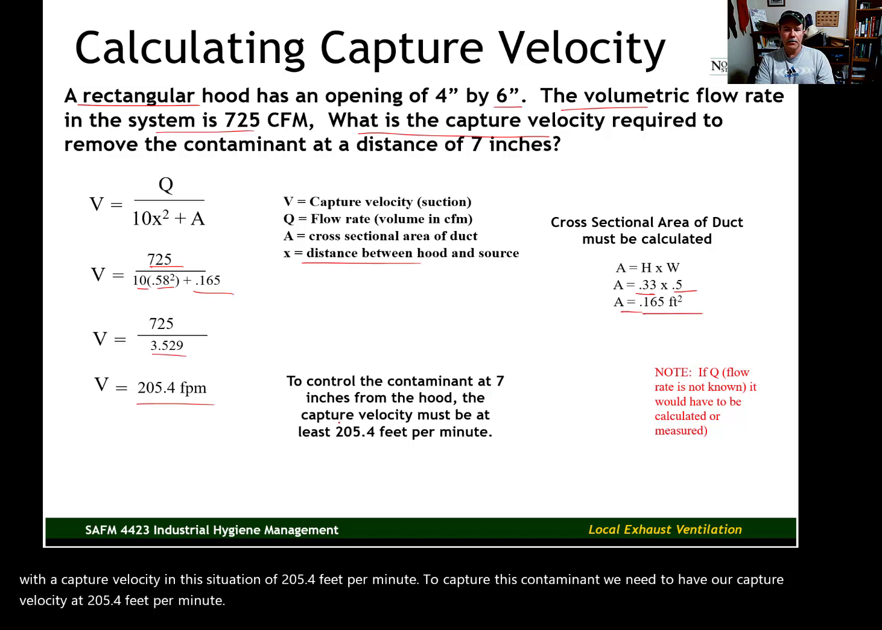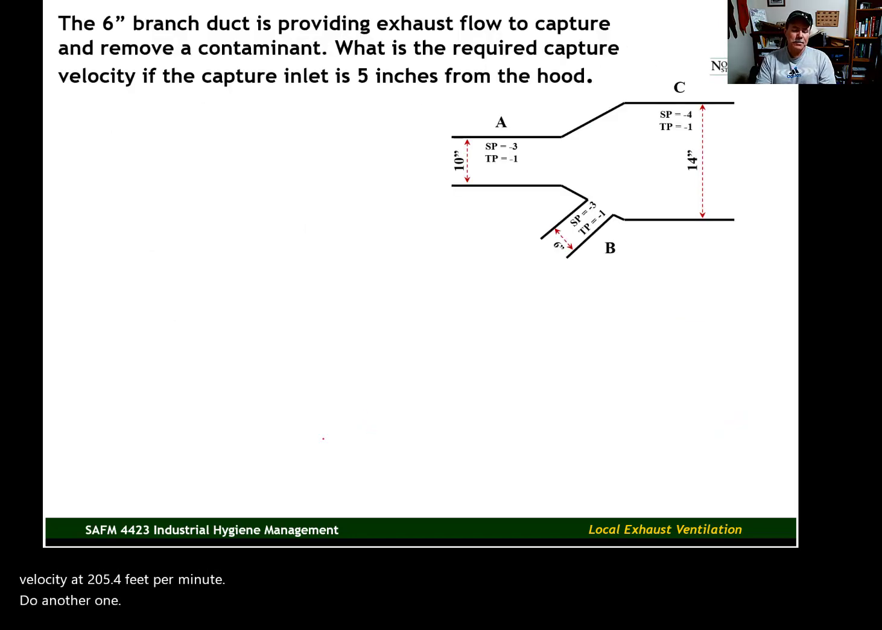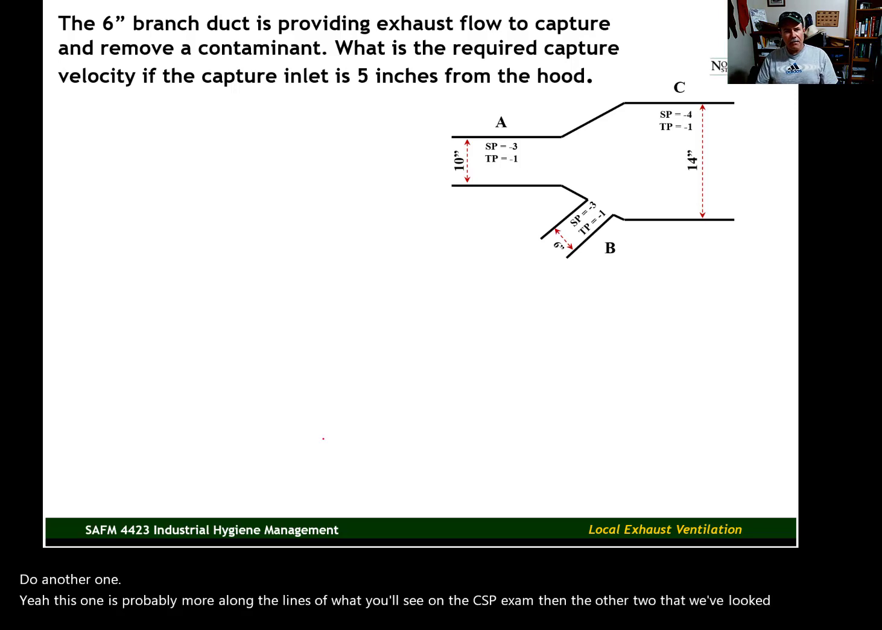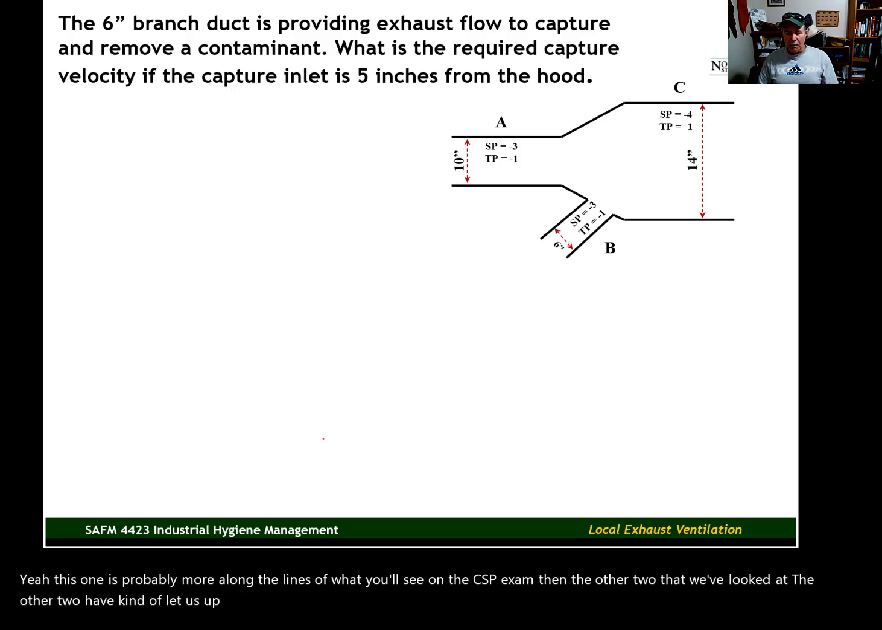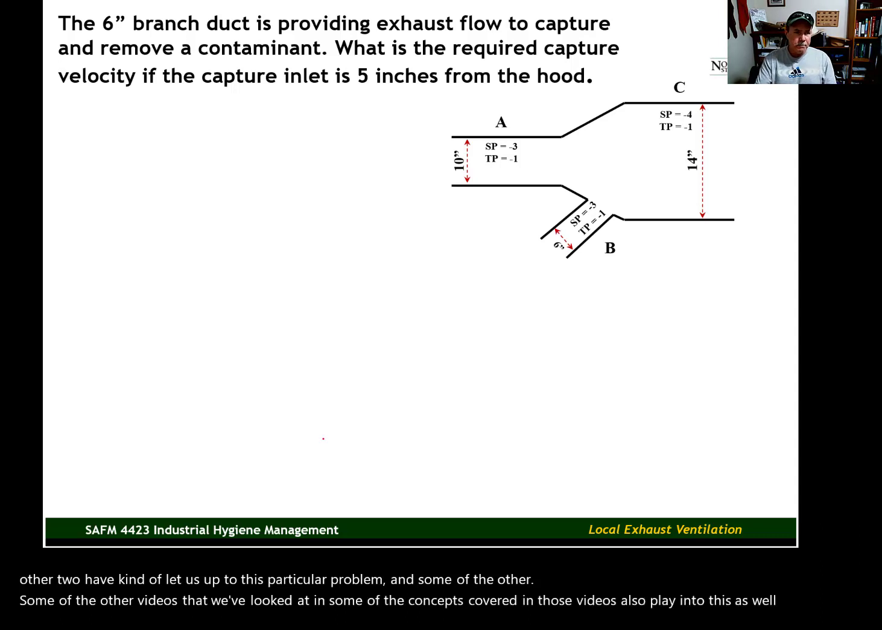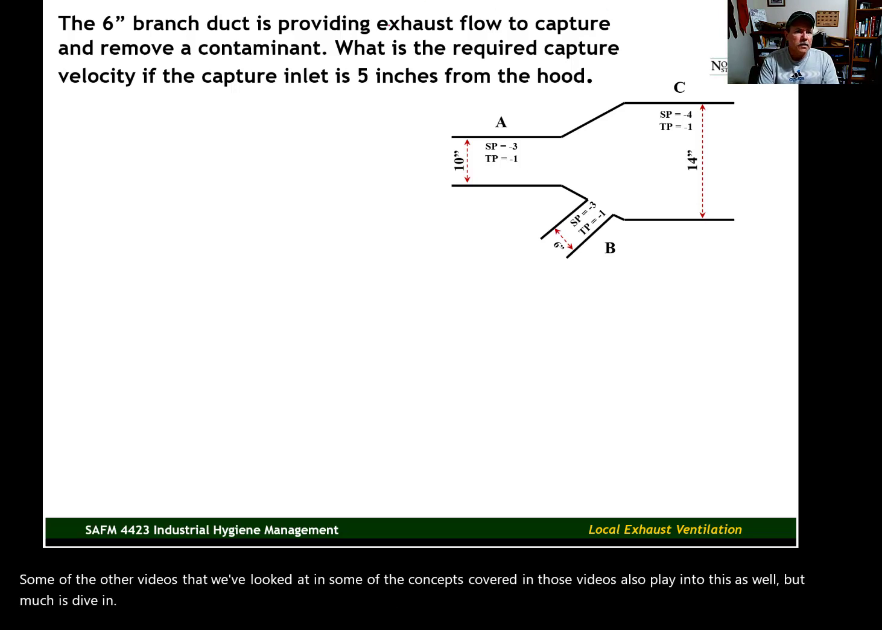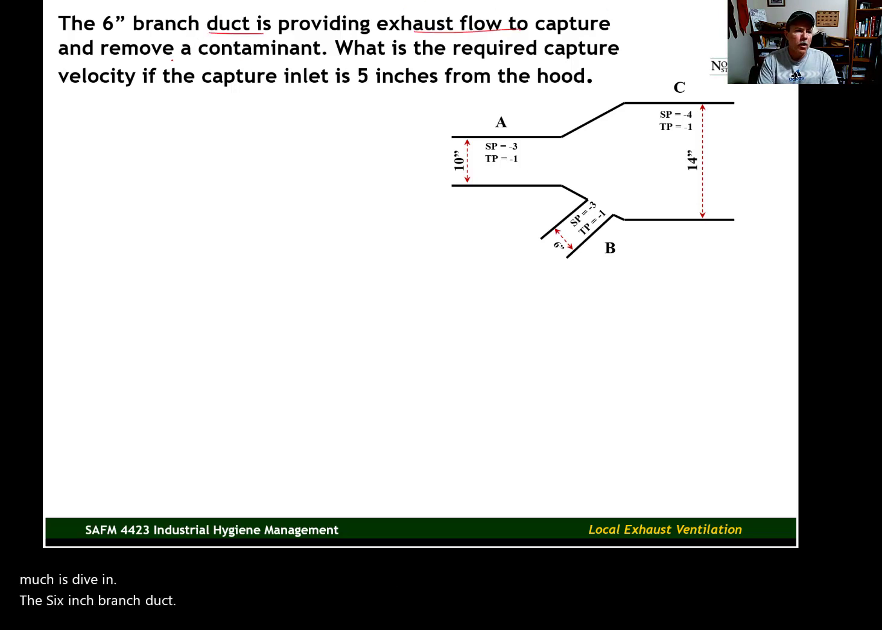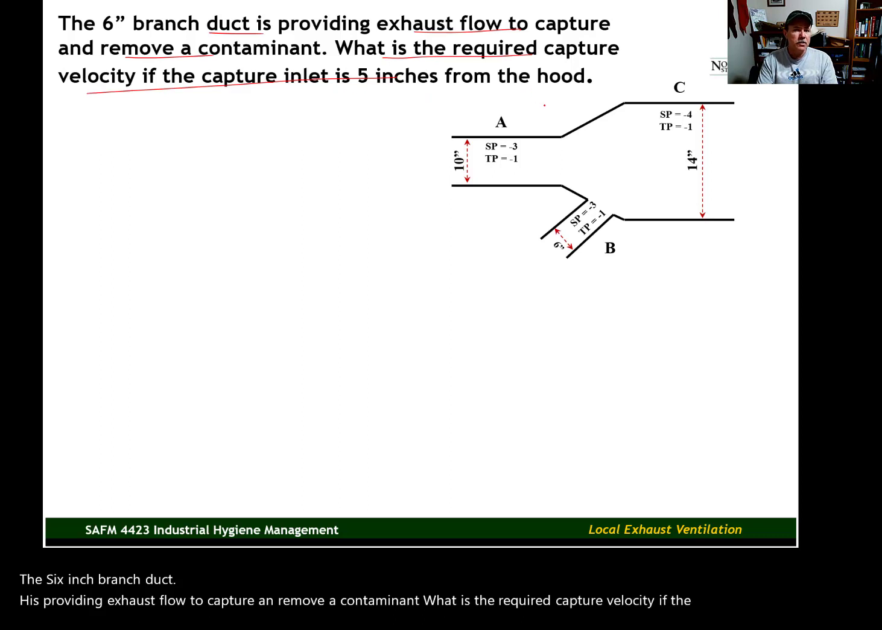All right, let's do another one. This one is probably more along the lines of what you'll see on the CSP exam than the other two that we've looked at. The other two have kind of led us up to this particular problem, and some of the other videos that we've looked at and some of the concepts covered in those videos also play into this as well. But let's just dive in. The 6-inch branch duct is providing exhaust flow to capture and remove a contaminant. What is the required capture velocity if the capture inlet is 5 inches from the hood?